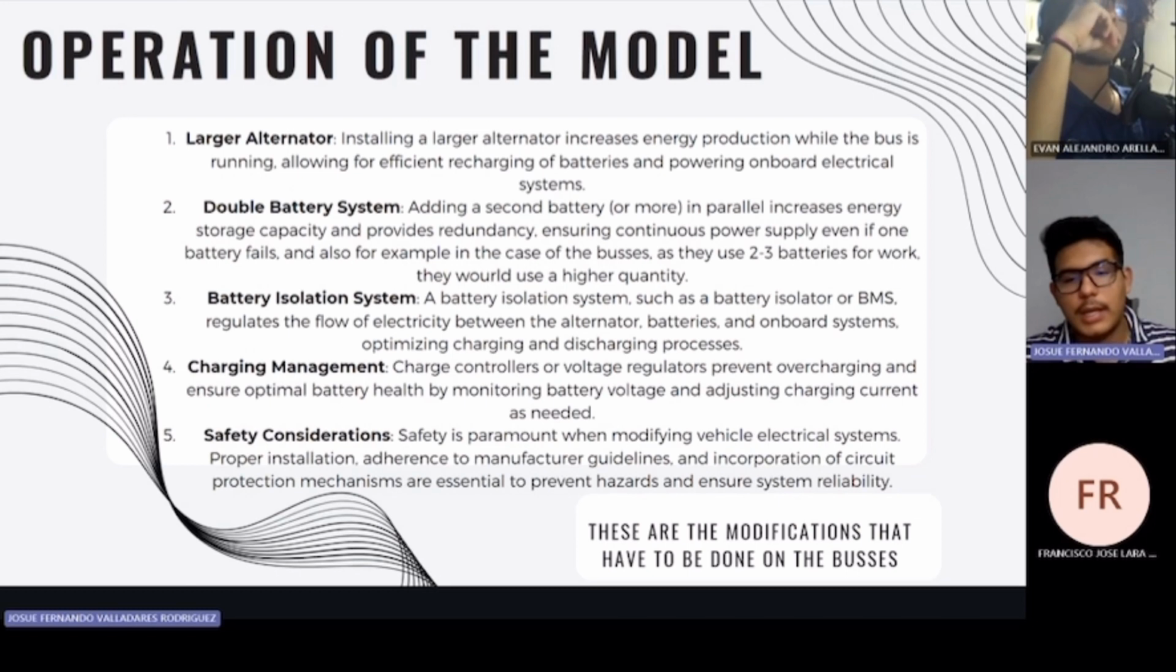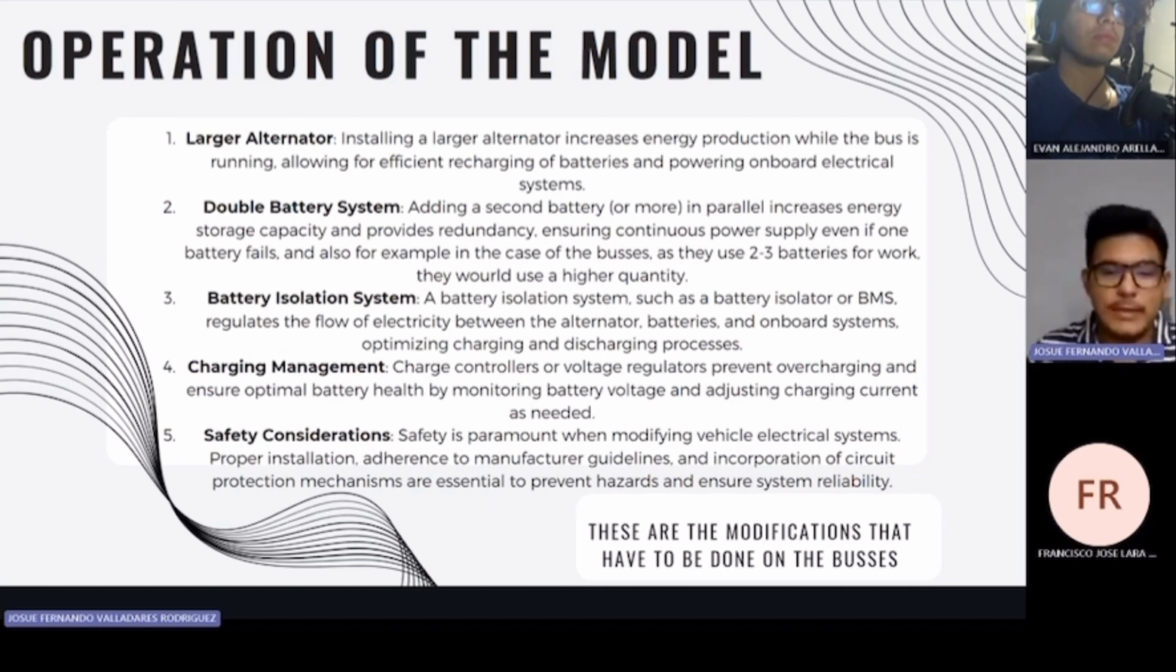But that's more of a consideration, because it's something dangerous. Also, safety considerations are paramount when modifying vehicle electrical systems, like proper installation, adherence to manufacturer guidelines, and the incorporation of circuit protection mechanisms, which are essential to prevent hazards and ensure system reliability. Those are some other things that are really important for the project.